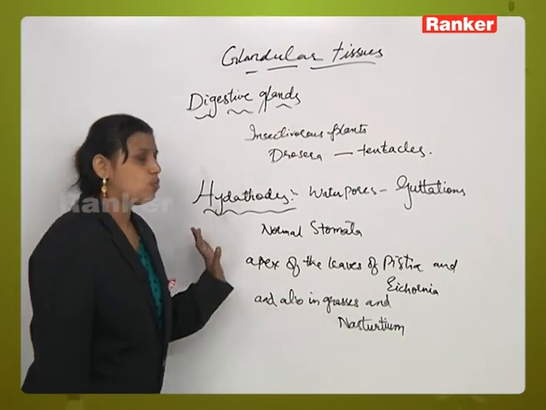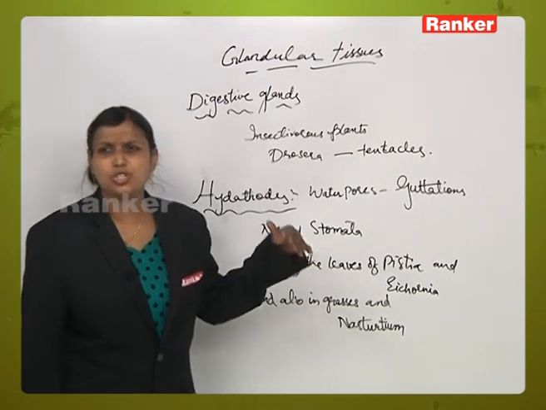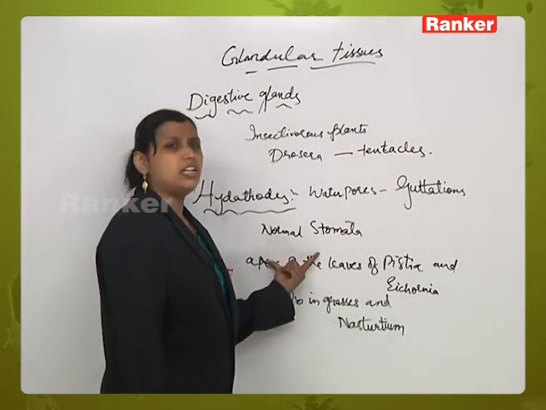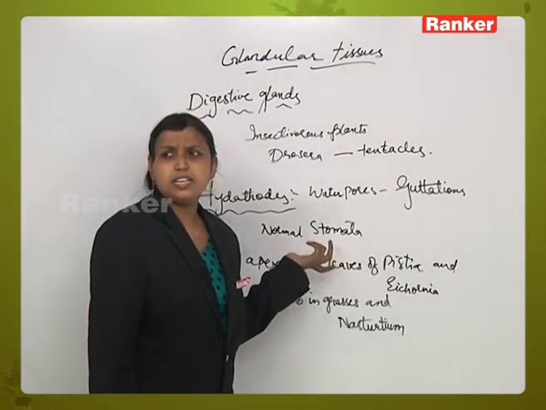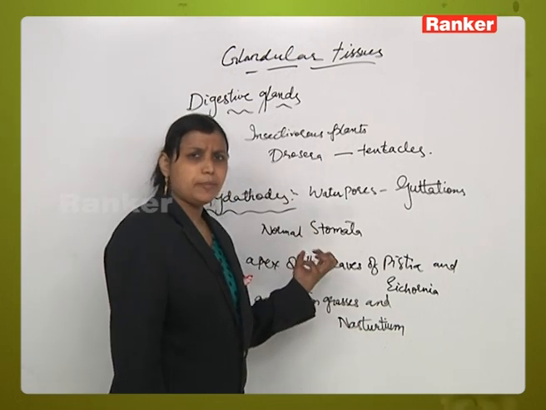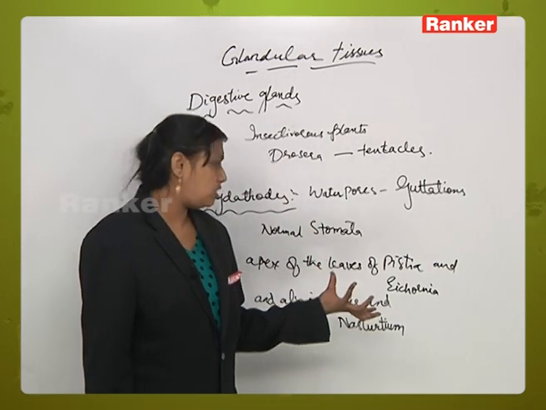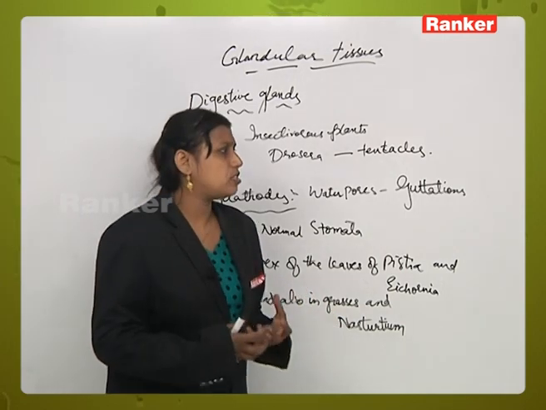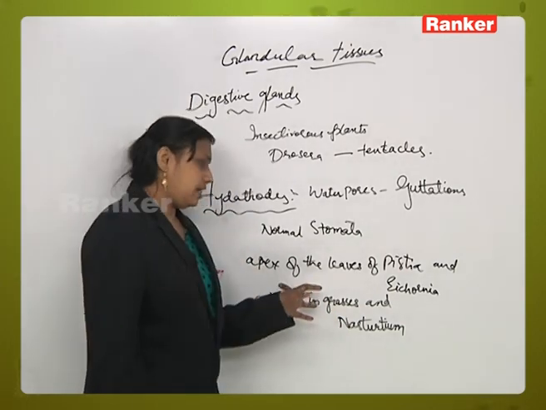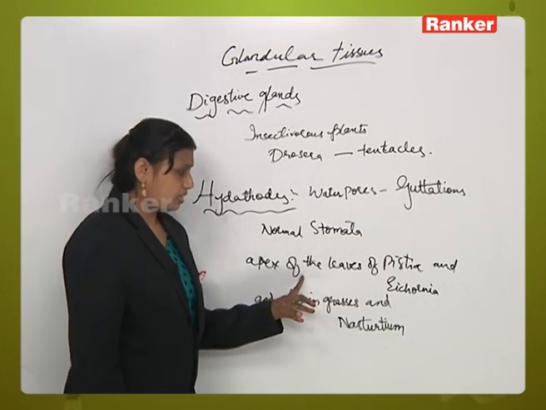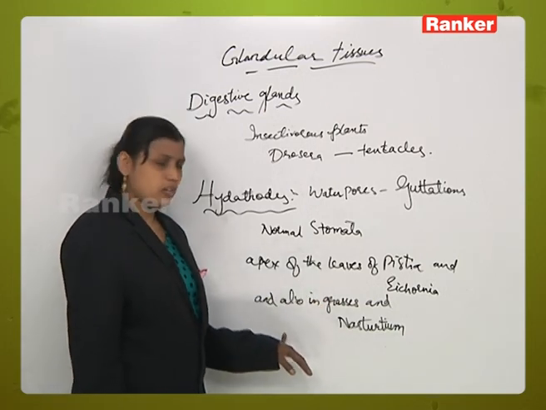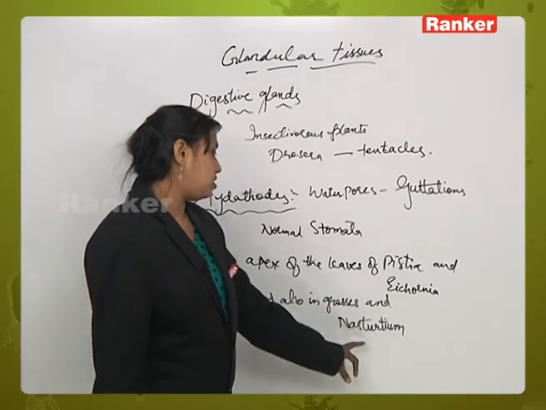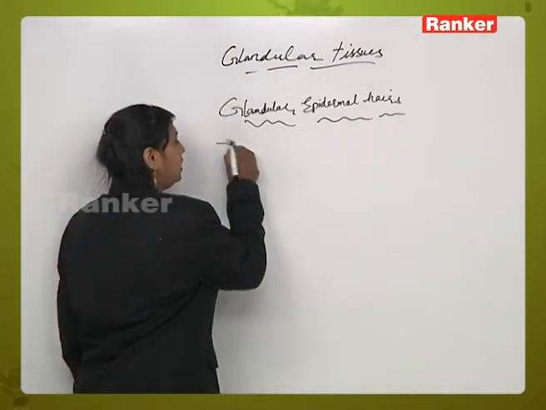Hydathodes are also called water pores. They are helpful in the exudation of excess water, which is called the guttation process, and they appear as if they are normal stomata, but in structure they are larger than the normal stomata. They are helpful in the removal and secretion of excess water, and are present at the apex of the leaves of Pistia and Eichhornia, and also in plants which grow in moisture like grasses and nasturtium. These are external glands.